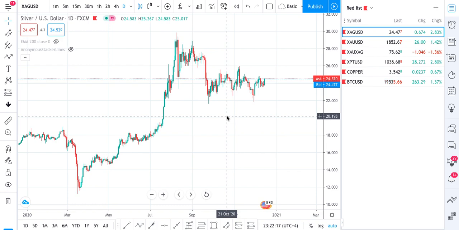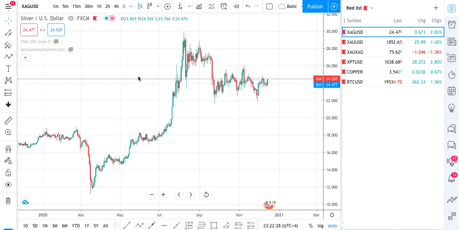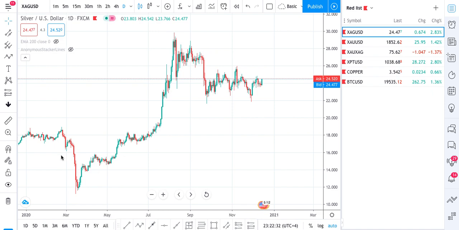Okay, so today I just wanted to do some analysis on silver and see what's happening in the precious metals world. So here I have the daily chart open for silver against US dollars. So let's just get right into it.